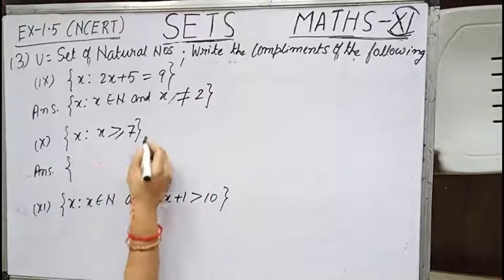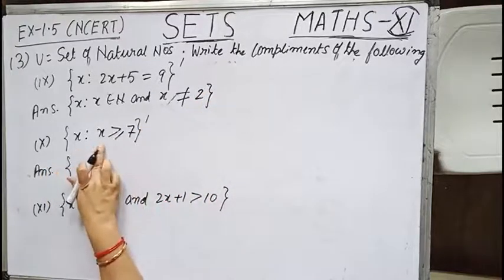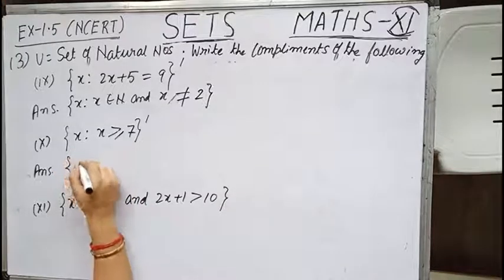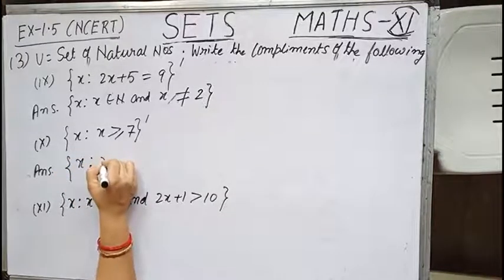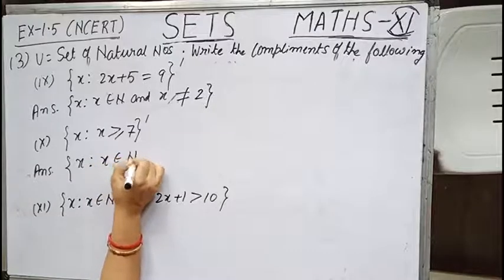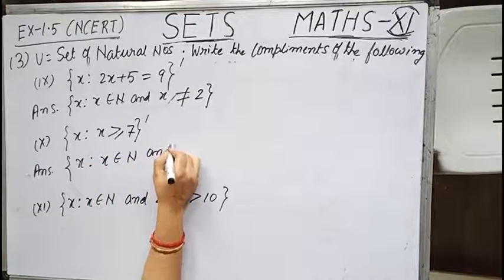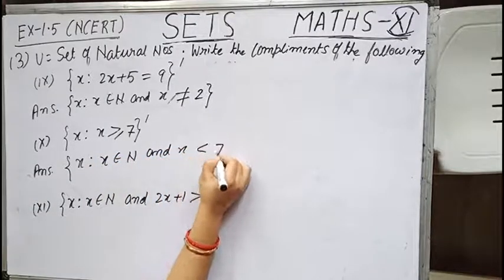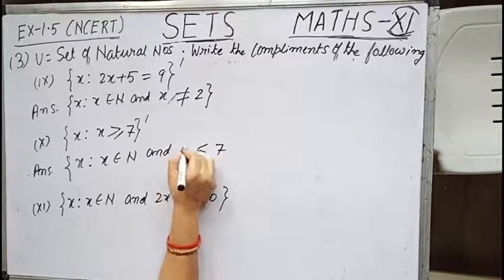Next one is complement of the x such that x is greater than or equal to 7. So the answer will be x such that x belongs to capital N and x is less than 7. Write x properly.